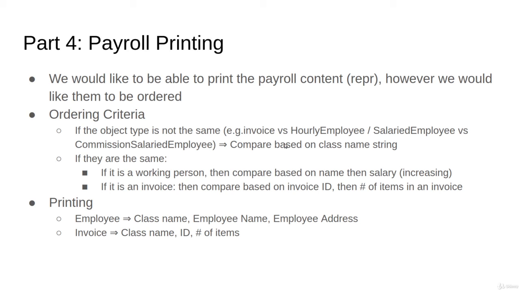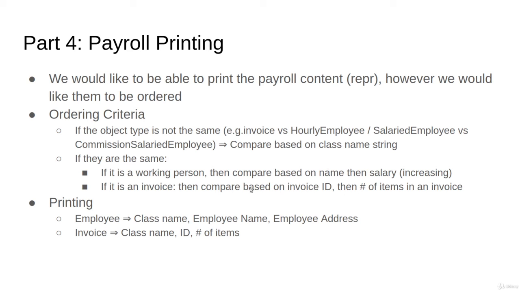Okay, this is a very artificial ordering, I know, but follow it for now for simplicity. So the overall order of what is going to appear first, whether it is hourly employee, salaried employees, or invoice, will be based on the string name of the class itself. Now within each type, we would like to sort according to the following. If it is a working person, then we just sort based on the name, then salary in an increasing way. If it is an invoice, we would like to compare based on the invoice ID, so assign an ID to every invoice, and then based on the number of items in an invoice in an increasing way.